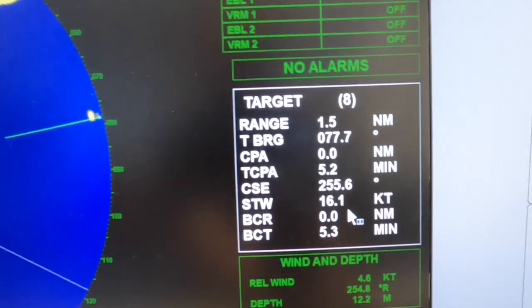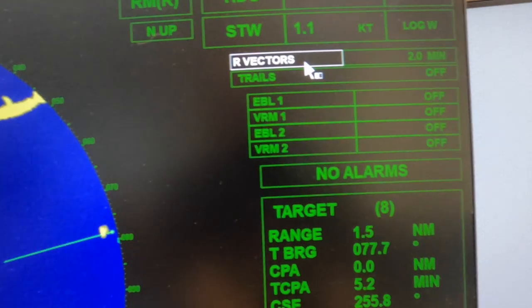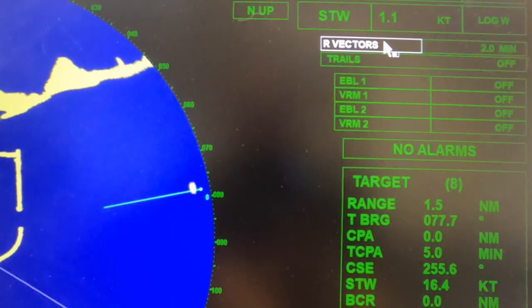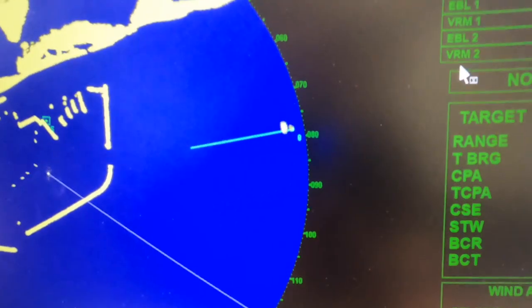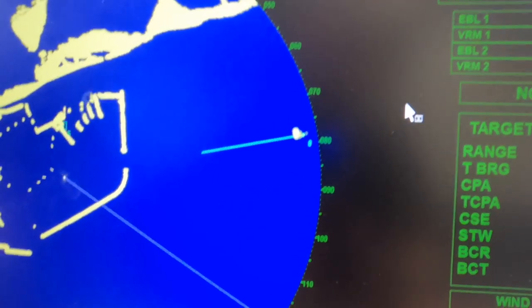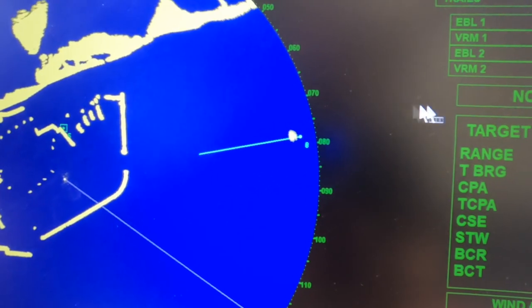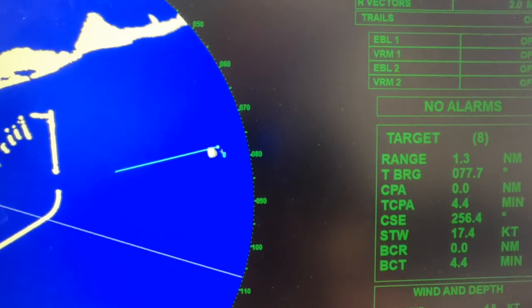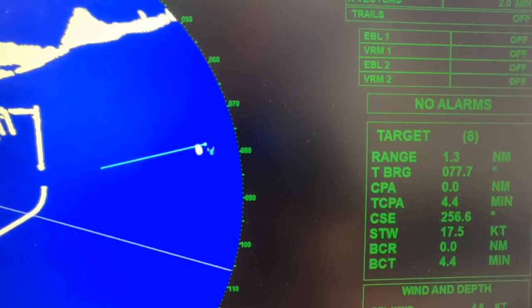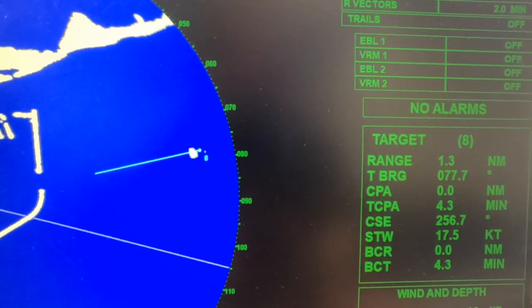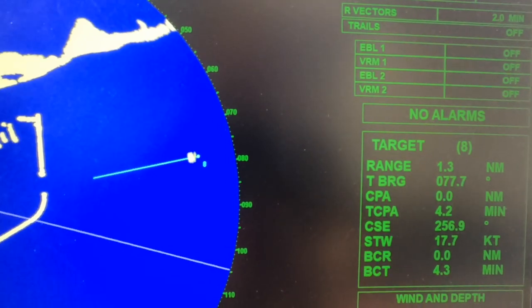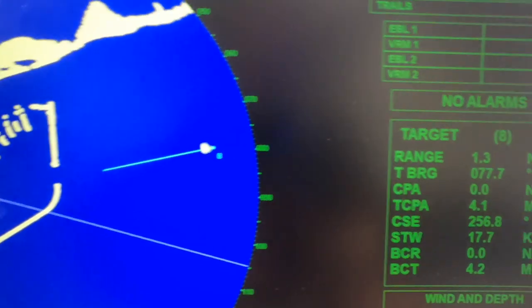So it's gone to target 8, 1.5 miles away. It's 77.7. I just flick it from true to relative, and you can see it changing a little bit. Not too much because we're really slow at the moment. Okay, the faster we go, the more it changes between true and relative. So 1.3 range, CPA 0, so it's going to hit us if it carries on the same course and speed in 4.3 minutes. The vessel's course is 256, and the vessel is doing 17.6 knots.